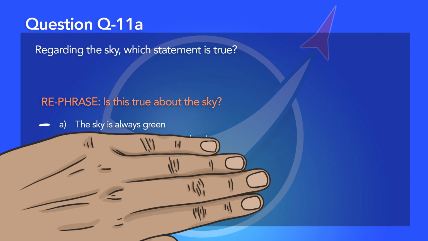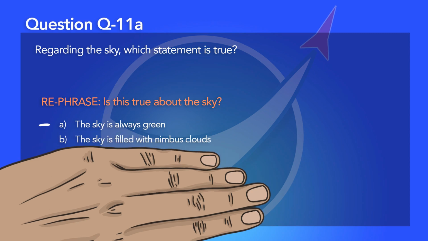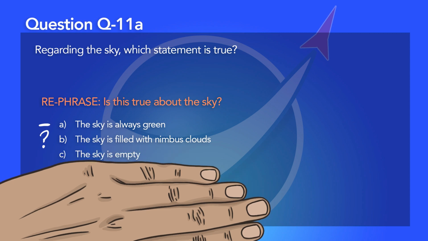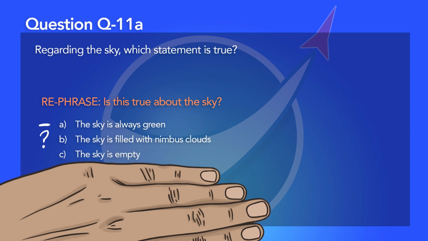So now we'll slide our hand down a little bit more and we'll look at choice B. It says the sky is filled with nimbus clouds. I don't know what nimbus clouds are, so I'm just going to put a question mark to the left of choice B. Now I'm going to slide my hand down again. I'm going to read choice C. The sky is empty. The sky isn't empty and it's got clouds in it. I'm just going to put a minus sign or a question mark. Let's go with a minus sign because we know the sky is not empty.